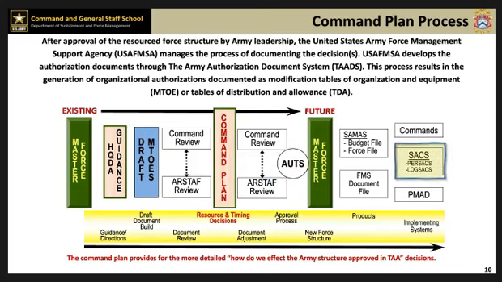Finally, the Structure and Composition System, SACS, computes the personnel and equipment requirements and authorizations, integrating the input from BOIPs, TOEs, SAMIS, and FMS. SACS also computes personnel and equipment requirements and authorizations for the next 10 years. The resourced force structure approved by Army leadership results in documented organizational authorizations that inform Army commands.